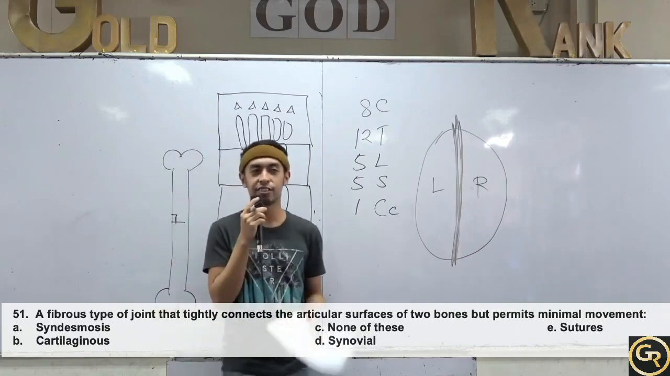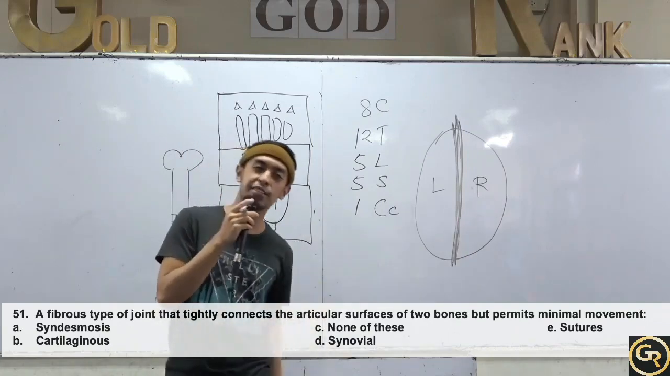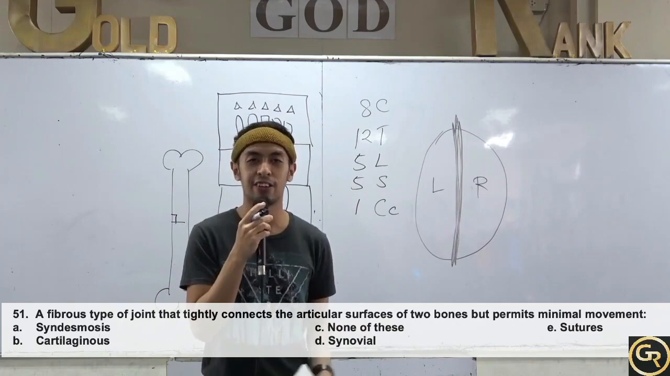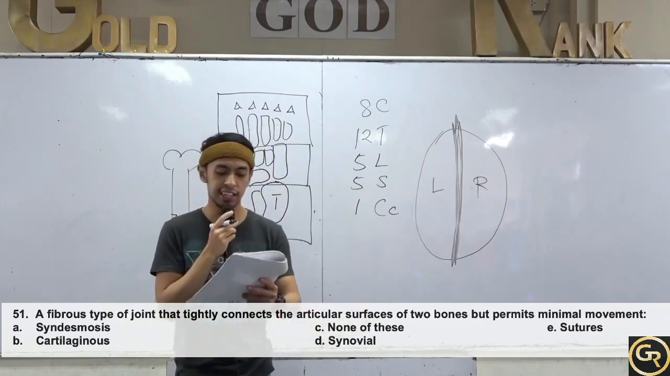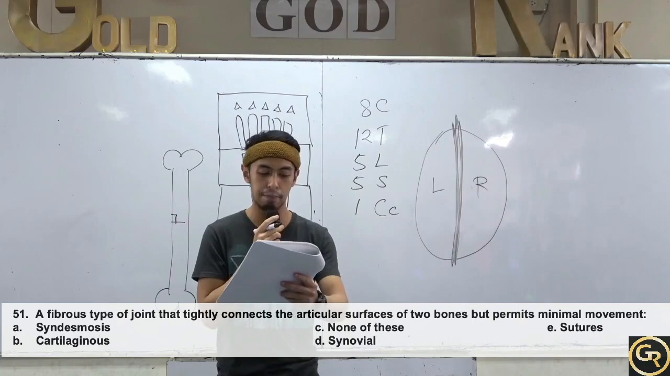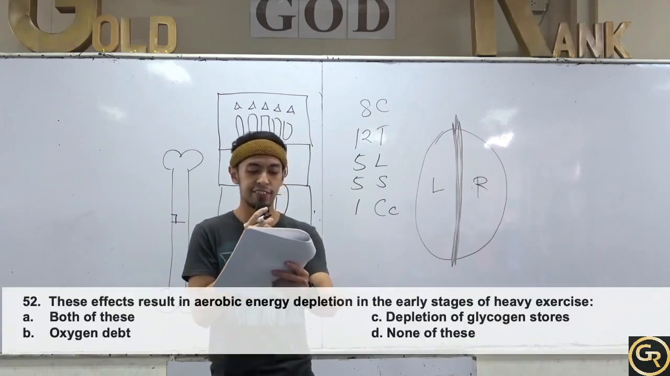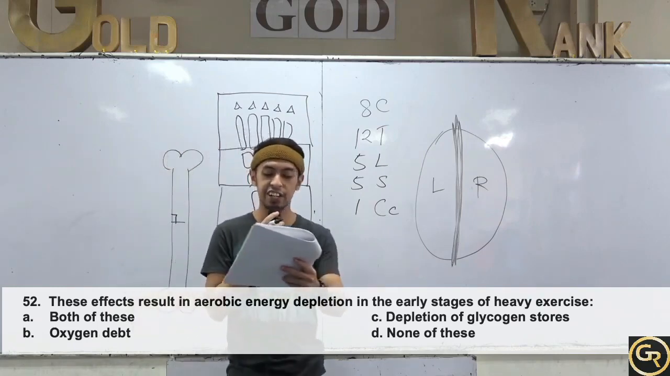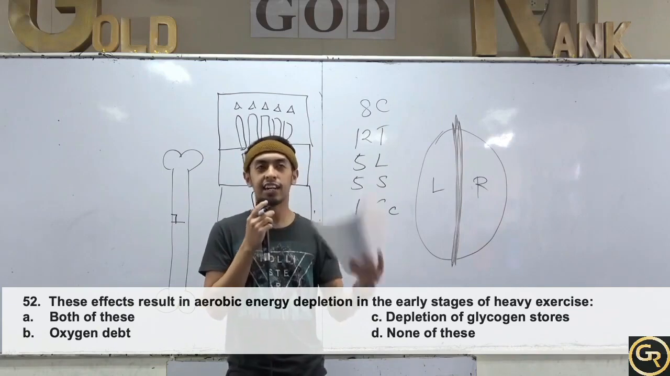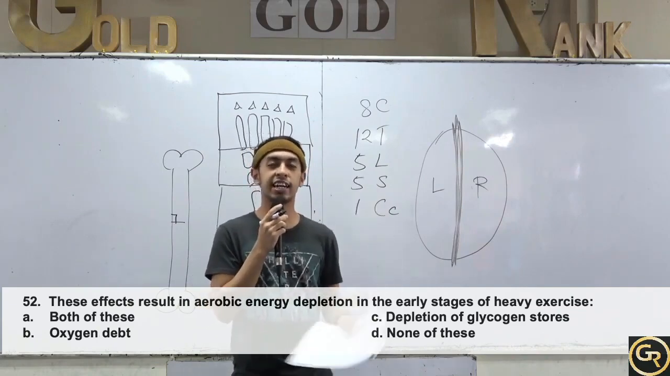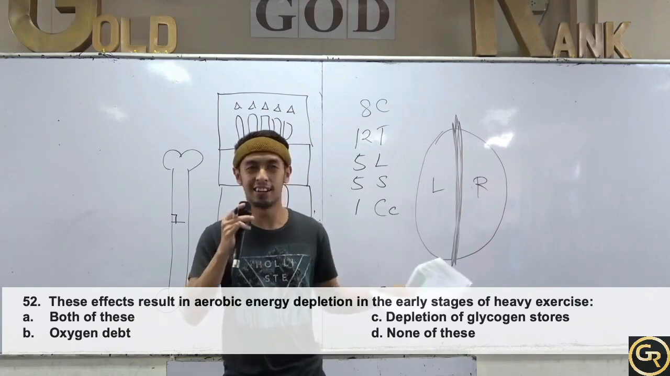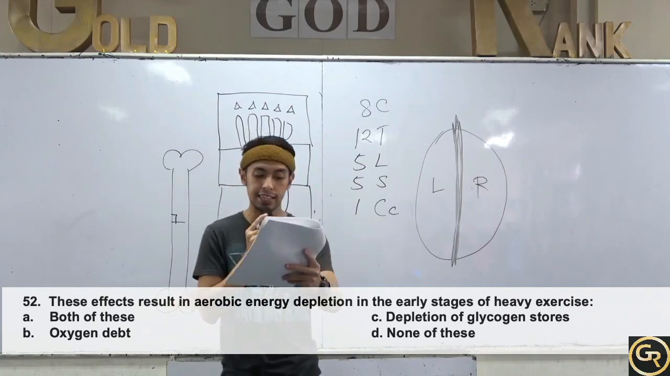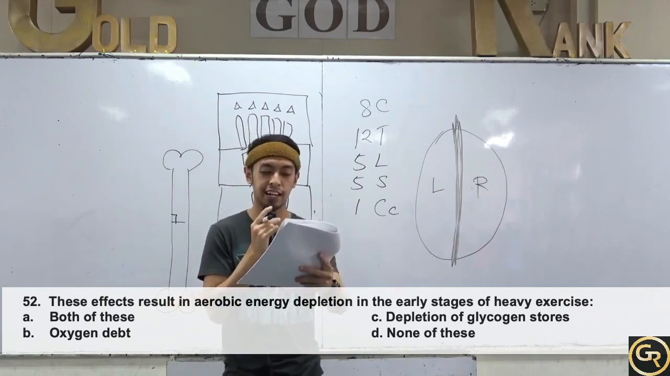What would be an example of your syndesmosis? Again, if you would go back to the inferior tibiofibular joint of our body, this is one type of your syndesmosis. Okay? Letter A. 52. These effects result in aerobic energy depletion in the early stages of heavy exercise. So kapag po ang isang patient ay na-expose to a long period of aerobic exercise, ano po kaya yung pwede pong ma-deplete, o pwede pong magkaroon ang inyong pasyente?